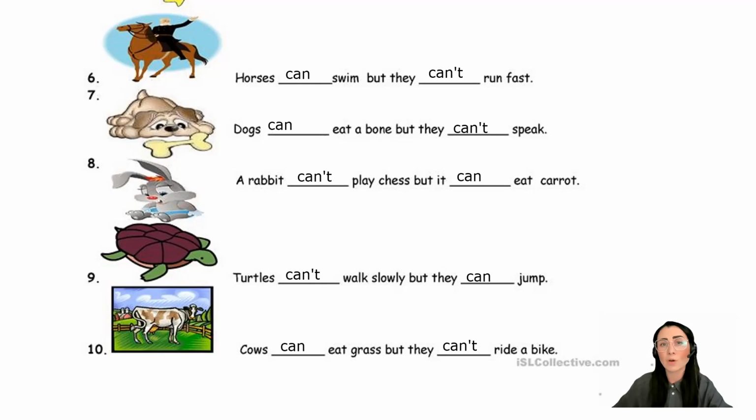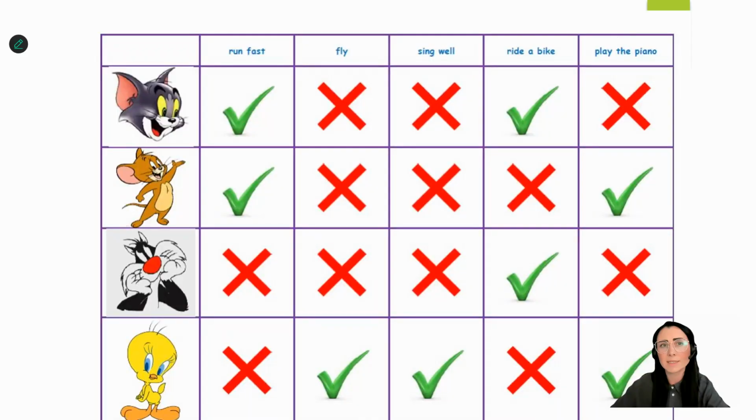7. Dogs can eat a bone, but they can't speak. 8. A rabbit can't play chess, but it can eat carrot. 9. Turtles can't walk slowly, but they can jump. Number 10. Cows can eat grass, but they can't ride a bike. You are doing well. Let's continue.